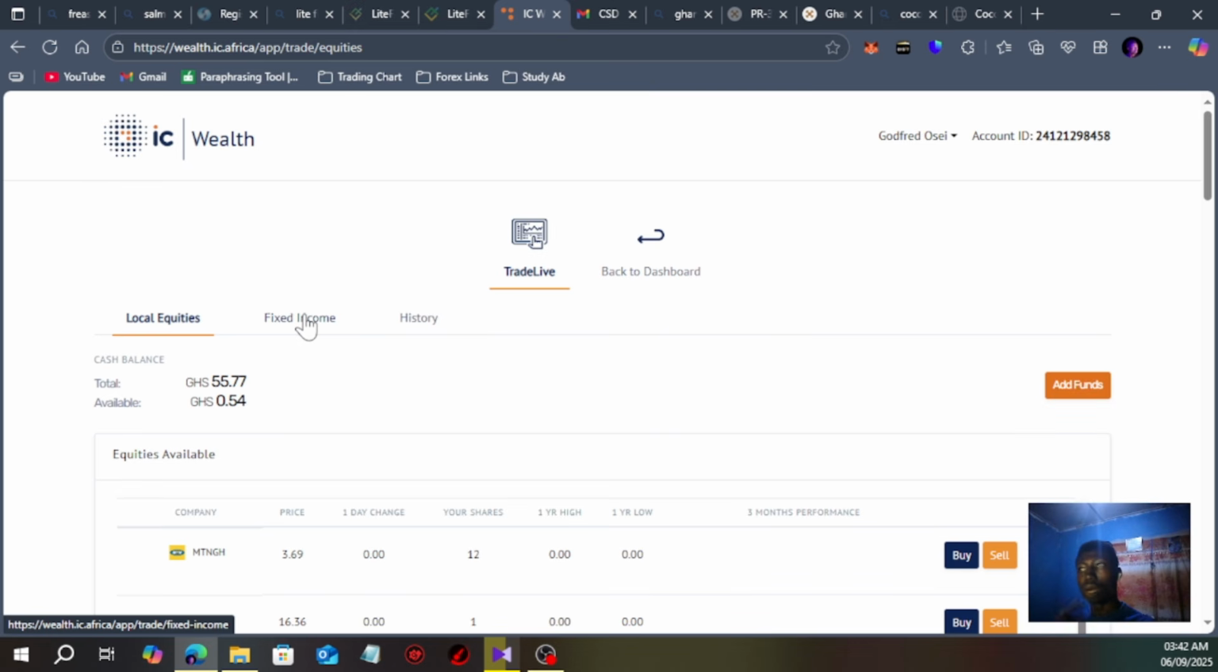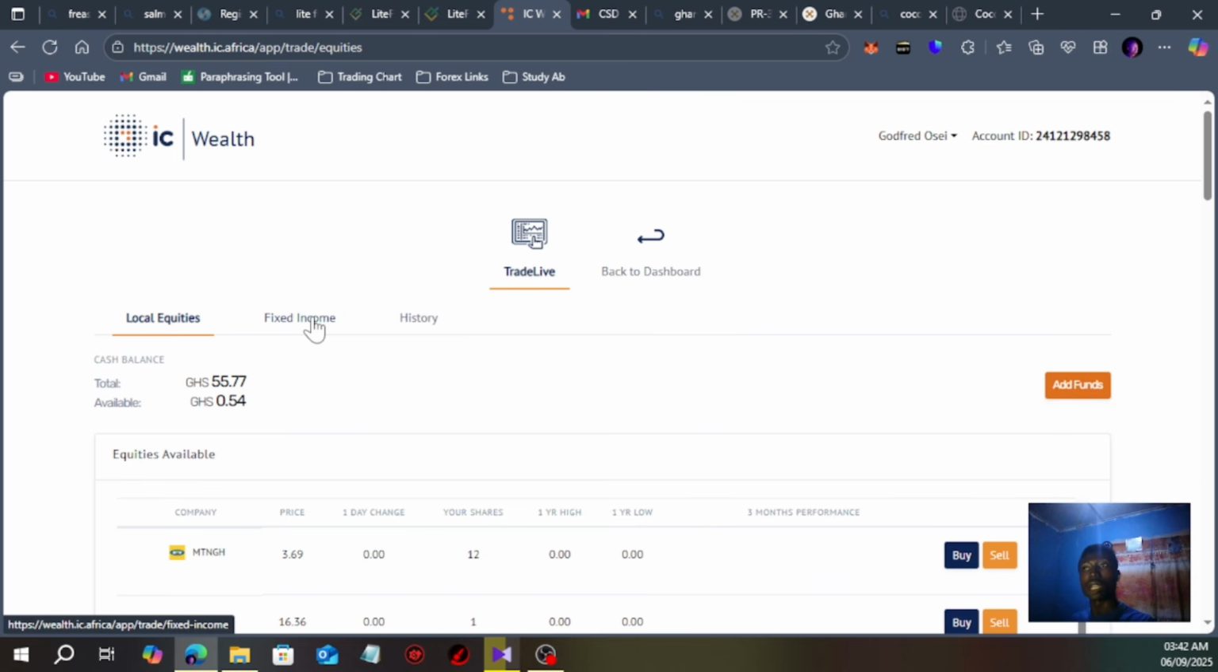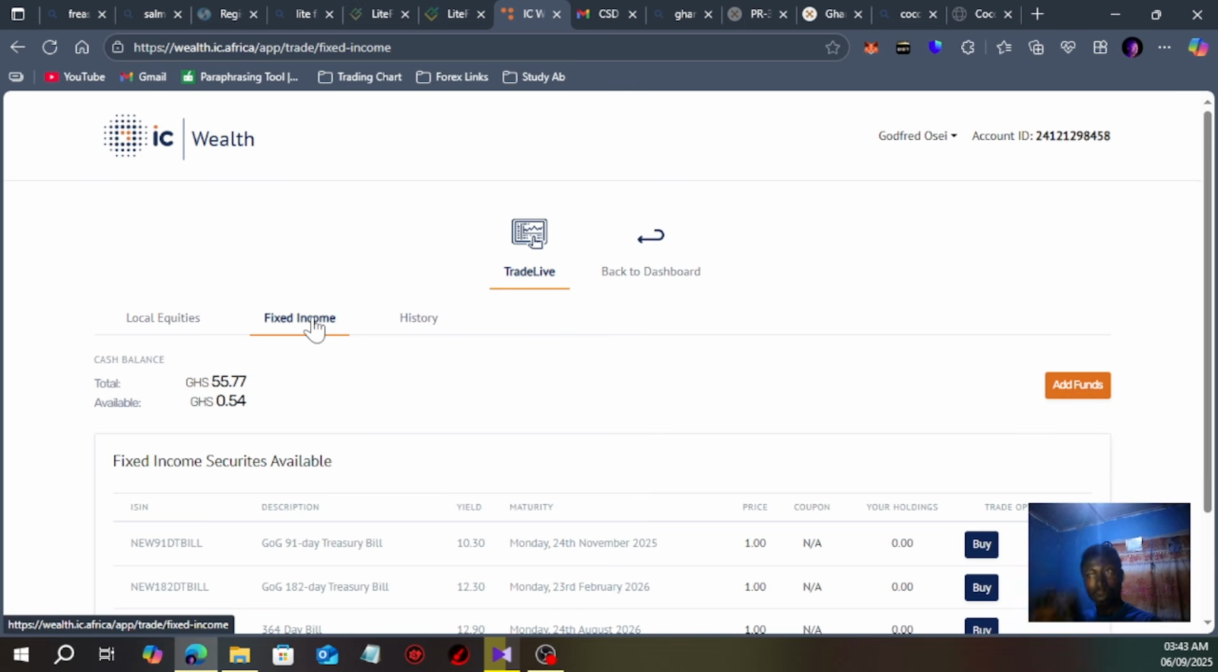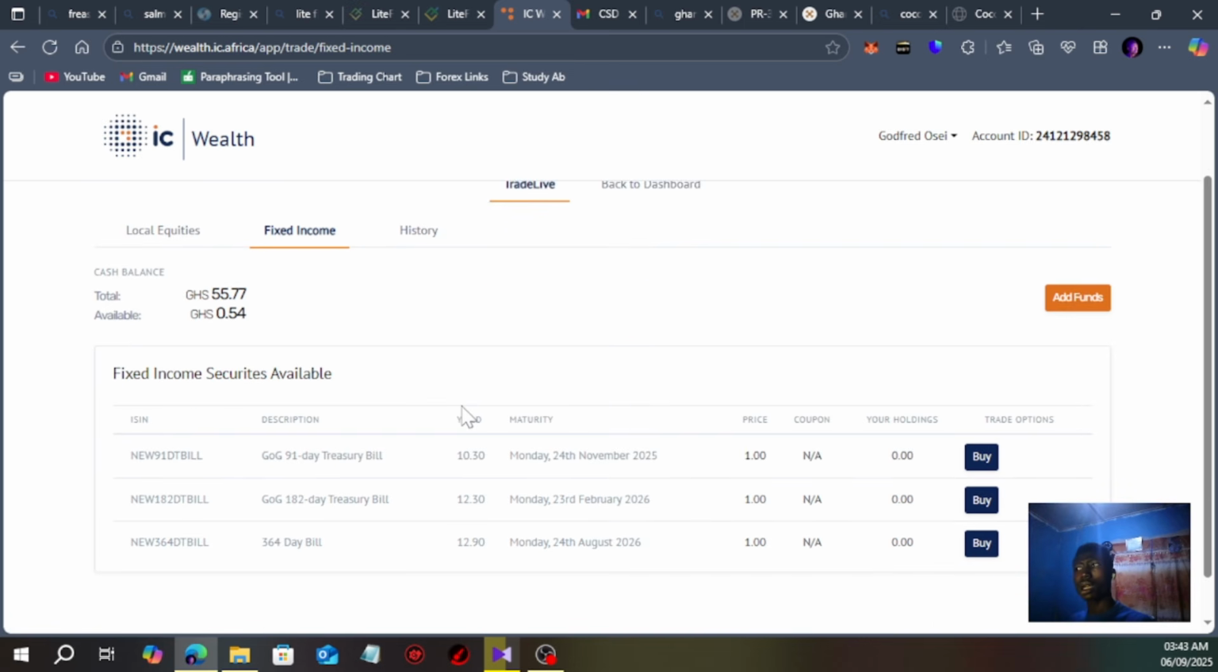Now let me talk about one most important thing that I have to tackle over here. Do you know you can also buy treasury bills? I mean treasury bills from IC Wolf. You can buy treasury bills on MTN Ghana, or you can also buy treasury bills on IC Wolf. I'll also talk about how to buy shares using the MTN Ghana code, which is star 170 hash. But first of all, let me talk about this before I move on to that.